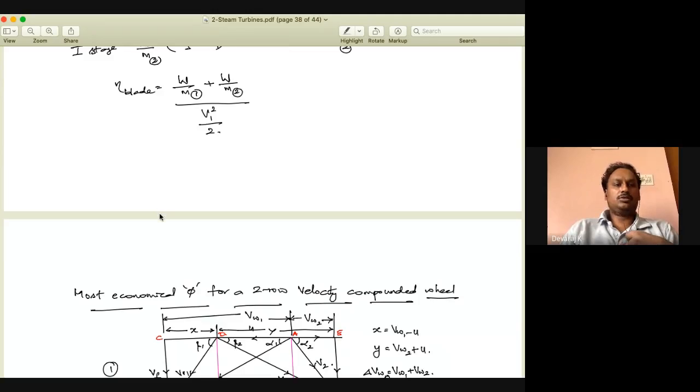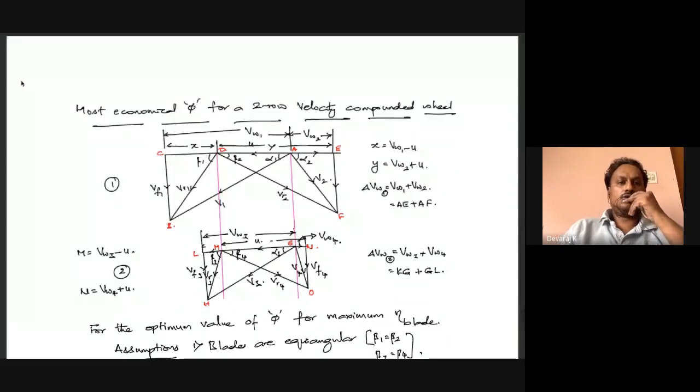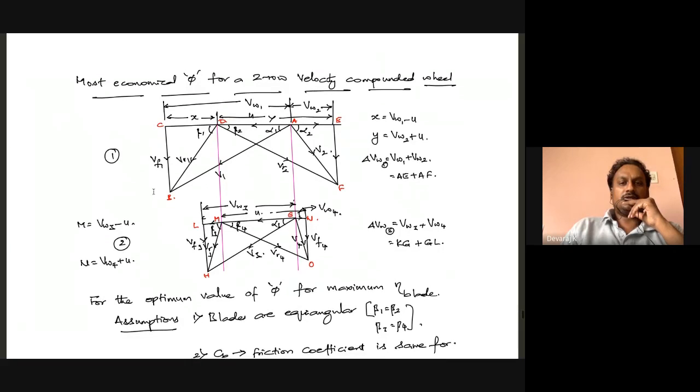Okay, so good morning. Let's look into the derivation for the most economical speed ratio for a two-row velocity compound wheel. If you look at the velocity triangle, I have written the velocity triangle for two rows. For the first row, the inlet is 1 and the outlet is 2. For the second row, the inlet is 3 and the outlet is 4. That's the sign convention I'm going to use.